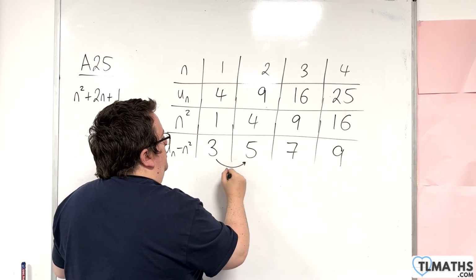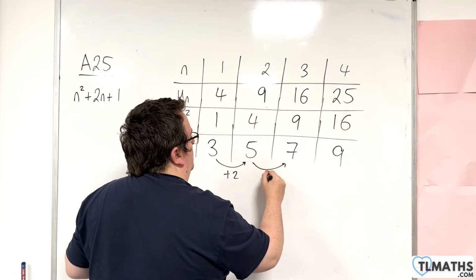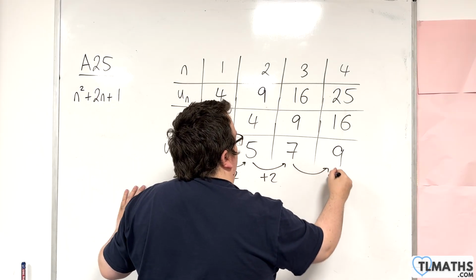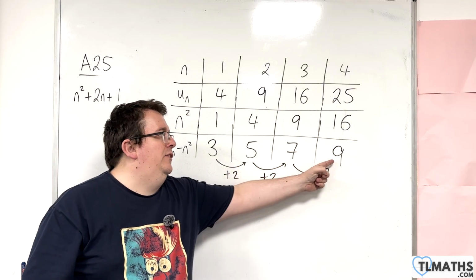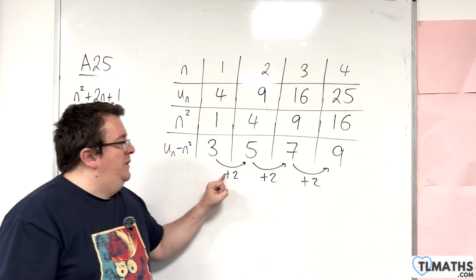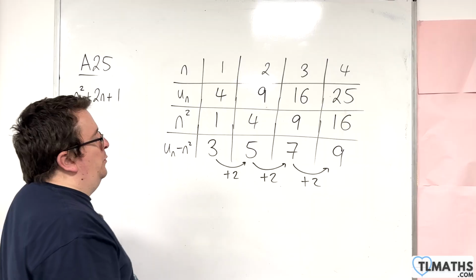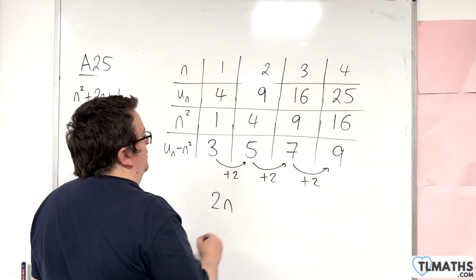We need to add 2 to get from 3 to 5. Add 2 to get from 5 to 7. Add 2 to get from 7 to 9. So what we now have is a linear sequence. The common difference is 2, so that means that 2 needs to go in front of the n.